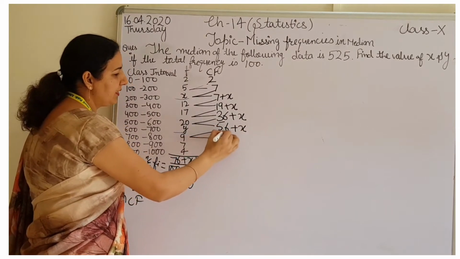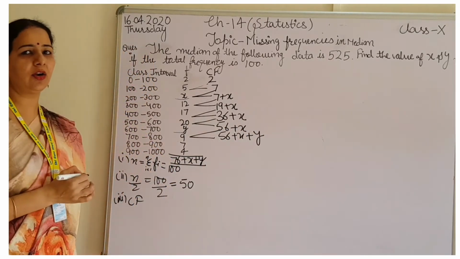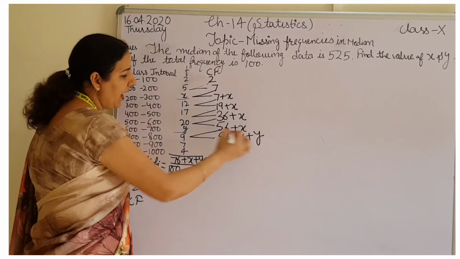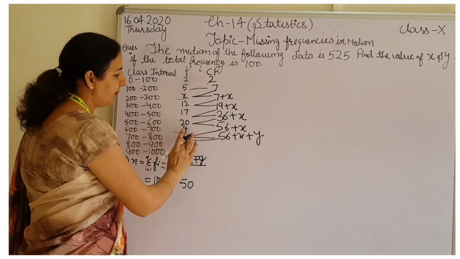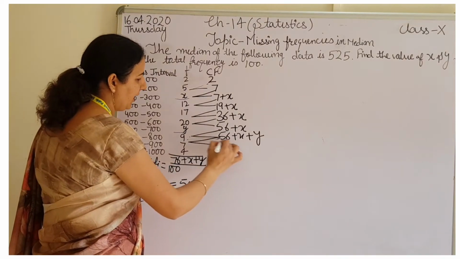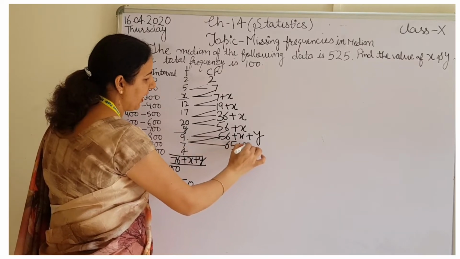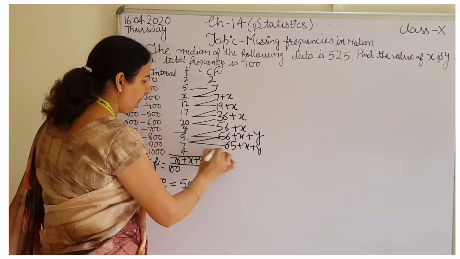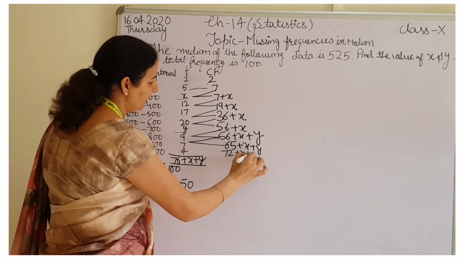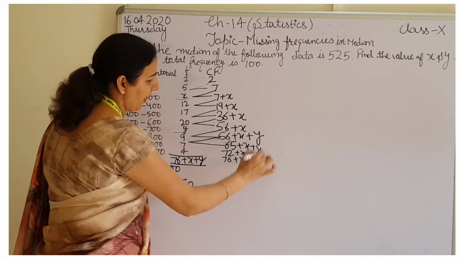Then 56 plus x plus y, because y is also a variable. We can't add the constant number with the x, so we will write it just in expression form. Now 56 plus 9, when you add it, is 65. So it is 65 plus x plus y. Now 65 plus 7 plus x plus y will be 72 plus x plus y. And the last will be 76 plus x plus y.